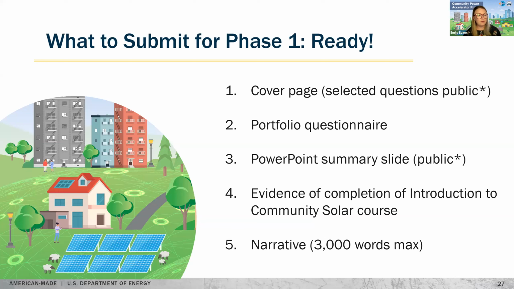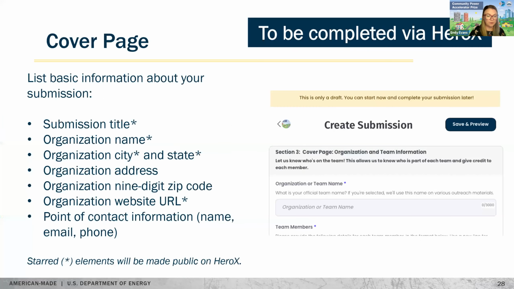All right, so now that we've gone through HeroX and you now have an idea of where this information is supposed to go, let's talk about what you need to submit for the phase 1 ready contest. This is going to include the cover page, the portfolio questionnaire, a summary slide, evidence of completion of the Introduction to Community Solar course, as well as a narrative. We're going to look at each one of these in a little bit more detail here.